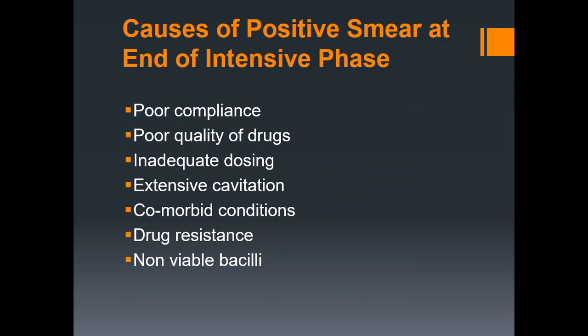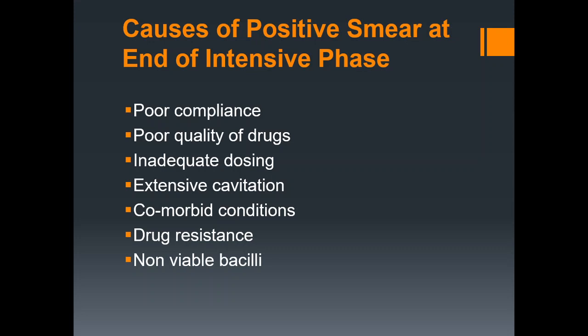Why might we have a positive smear at the end of the intensive phase, which is the first 2 months? Either because the patient is not compliant with the medications, or the quality of the drugs is not that good, or inadequate dosing. We have to check the patient's weight every visit, because if his weight increased, we have to escalate the dose of anti-TB drugs.